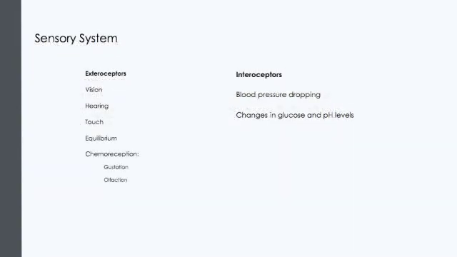And in this slide, we outline the sensory system. We see the exteroceptors: vision, hearing, touch, equilibrium, chemical reception. And then we see the interoceptors, which sense blood pressure and changes in glucose and pH levels.